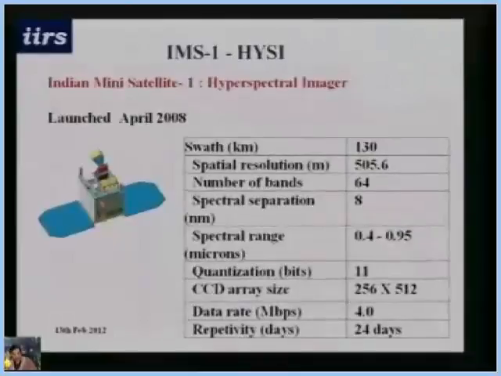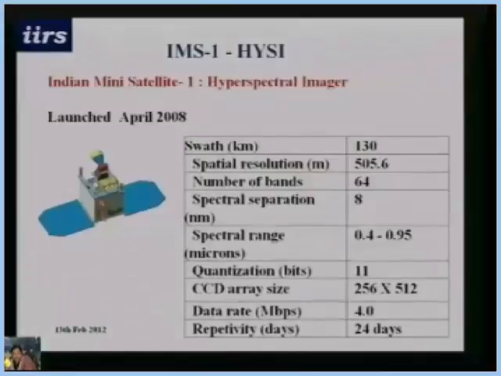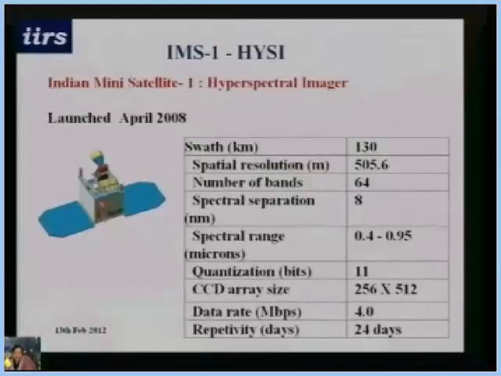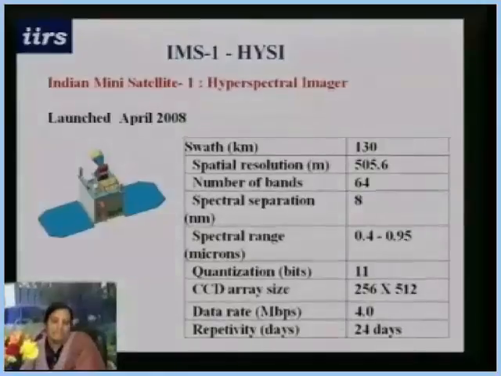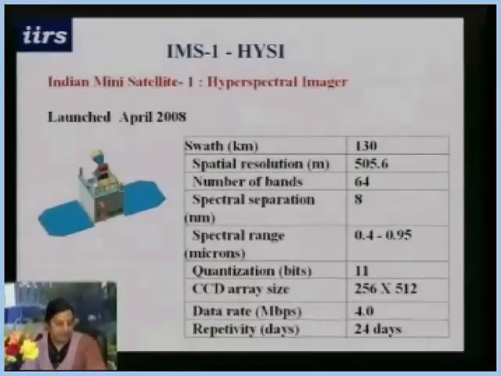But ISRO also made an initiative to launch the hyperspectral imager over the Indian mini satellite, which was launched in April 2008 with a spatial resolution of around 500 meters, and the number of spectral bands is 63 with a spectral resolution of 8 nanometers in the wavelength range from 0.4 to 0.95 micrometers, and the radiometric resolution was 11 bits.